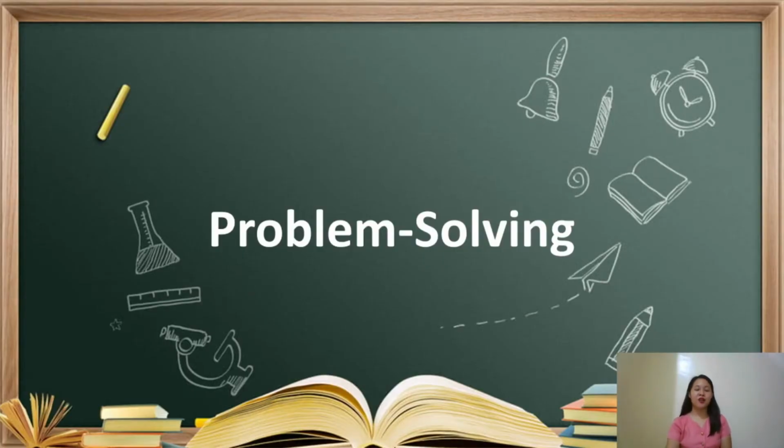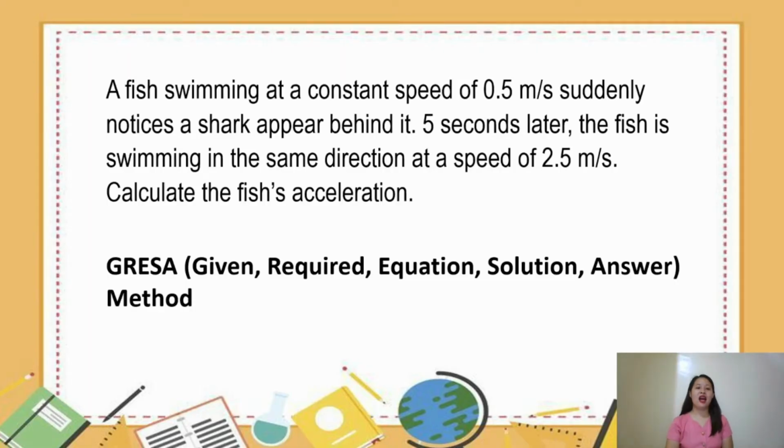Now, are you ready to solve another problem? Come on, let's do it. A fish swimming at a constant speed of 0.5 meters per second suddenly notices a shark appear behind it. 5 seconds later, the fish is swimming in the same direction at a speed of 2.5 meters per second. Calculate the fish's acceleration. Again, we will be using the GRESA method, which is given, required, equation, solution, and answer.